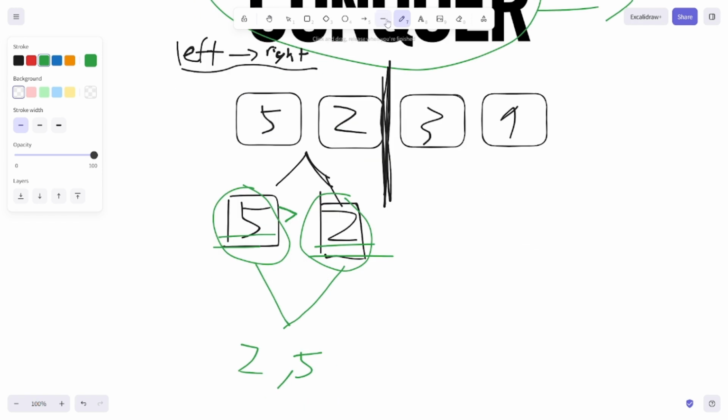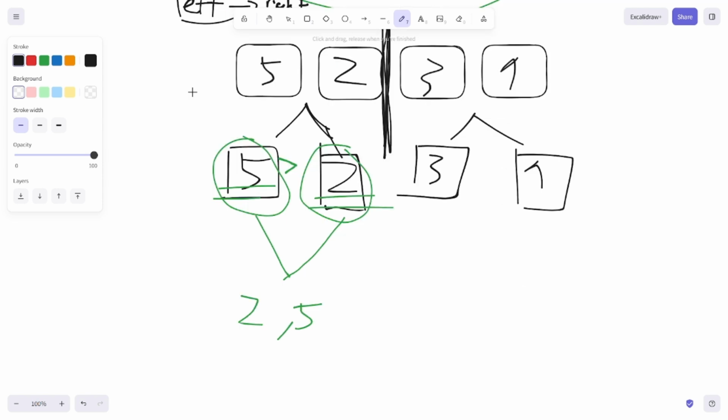Let's look at 3, 1 first. 3 and 1. We're going to first divide it. 3, 1. Again, you cannot divide a single element. Okay? You cannot divide a single element in an array into smaller parts, basically. Now we're going to conquer it. We're going to go back and we're going to merge now.